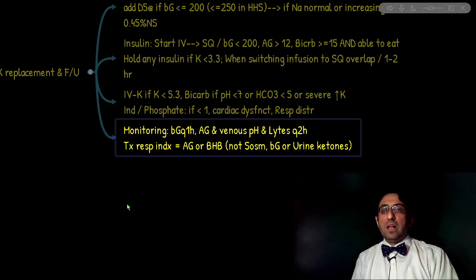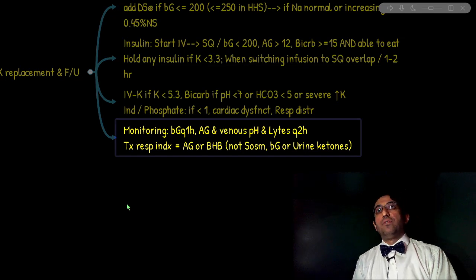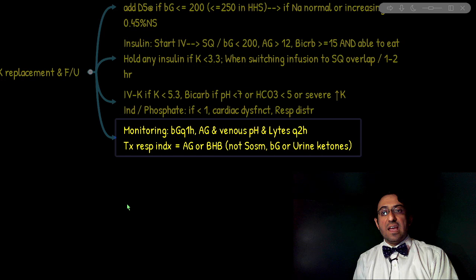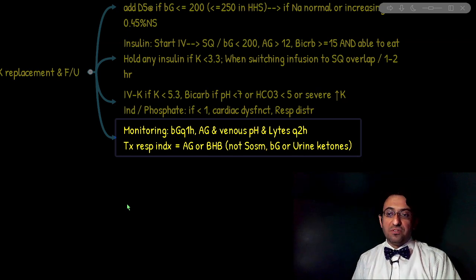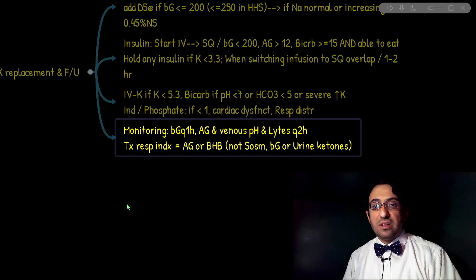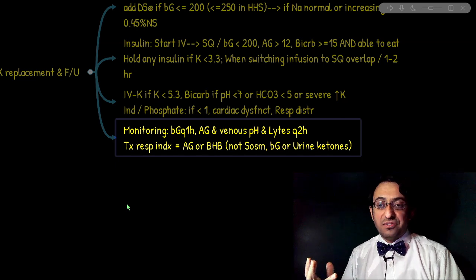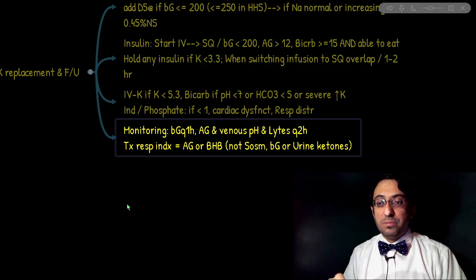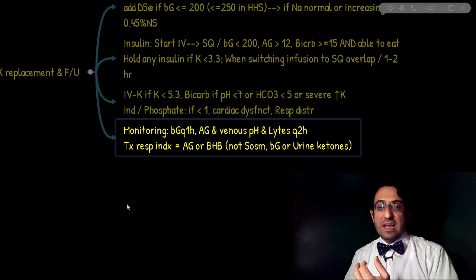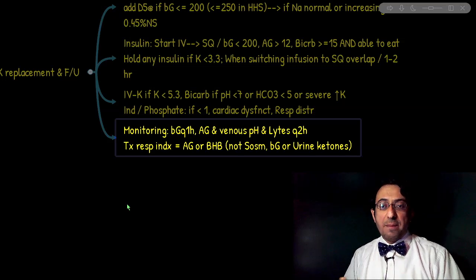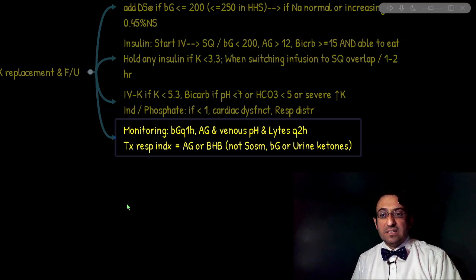Why are serum osmolarity, blood glucose, or urine ketones not good indices of treatment response in management of DKA? Simply because their correction does not reflect normalization of the total picture. For example, the serum glucose can drop to levels less than 200 while the acidemia and ketosis is still present, or serum osmolarity can normalize while anion gap and ketosis are not corrected yet.